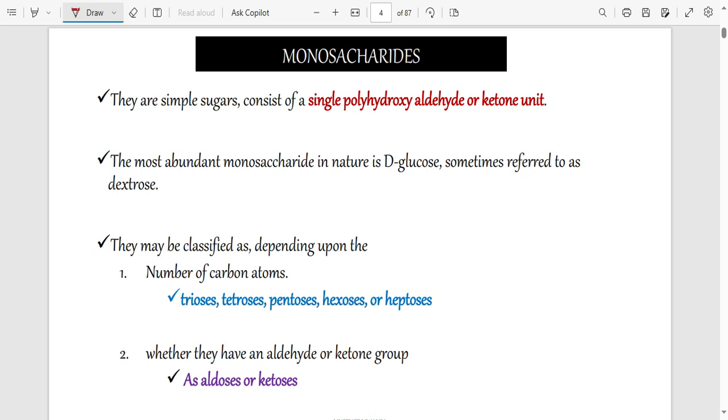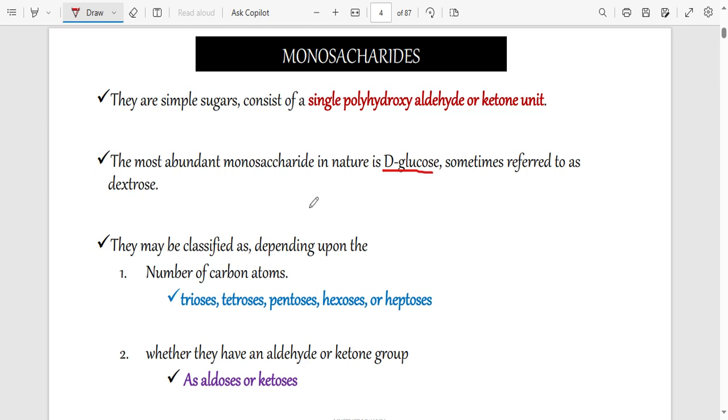Now let's start talking about the classifications of these carbohydrates. The first ones are the monosaccharides. Monosaccharides are simple sugars. They only have a single polyhydroxyaldehyde or ketone, only a single one. Meaning you don't connect these polyhydroxyaldehydes or ketones. If you have got one aldehyde, it's just one ketone, only one. The most abundant one you need to know is D-glucose. It is also referred to sometimes as dextrose.